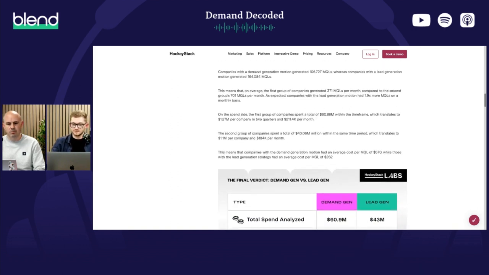Demand generation motion generated 106,000 of those MQLs. Lead generation generated 164,000 MQLs. I'm not too surprised to see that. So just splitting that out into months, on average, the demand generation group generating 371 MQLs a month versus lead gen companies generating 701 MQLs a month. Just to touch on that first, before we go any further, I'm not surprised to see that whatsoever.